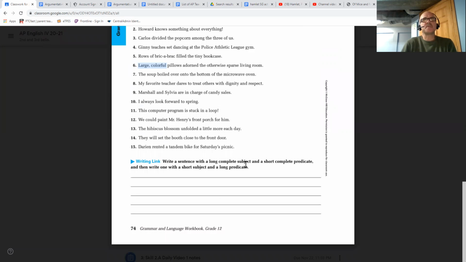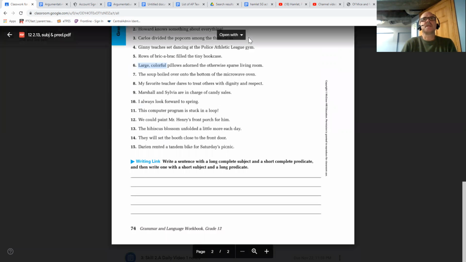Writing link says write a sentence with a long complete subject and a short complete predicate, and then one with the other way around. And I think we can do that. That's just 2 sentences. Okay, so more modifiers on the subject in the first one and fewer on the predicate, and the other way around in the second one. Sounds good.